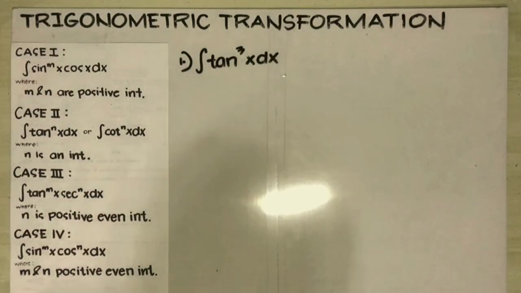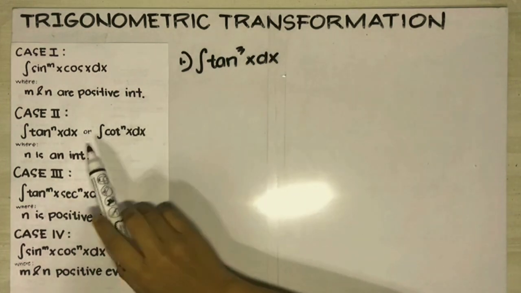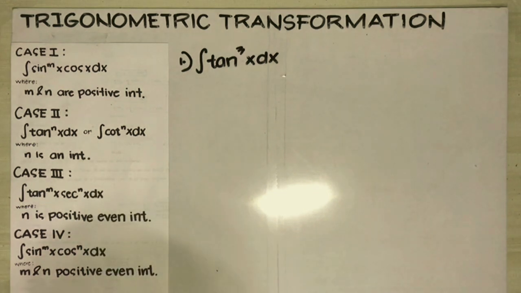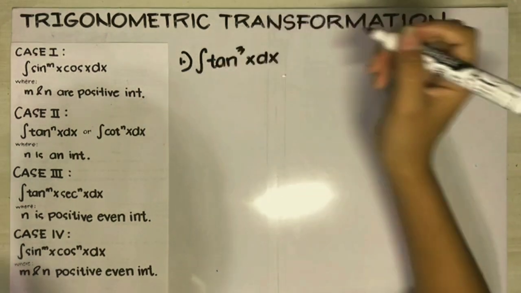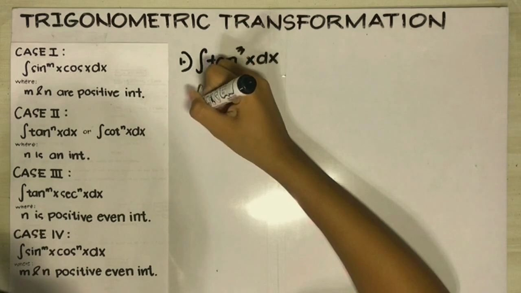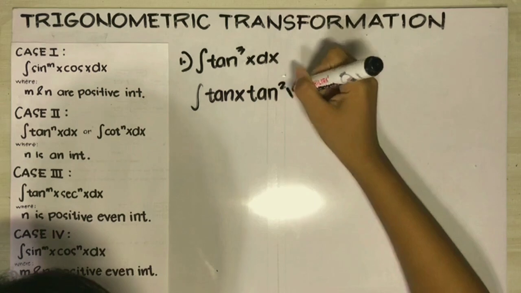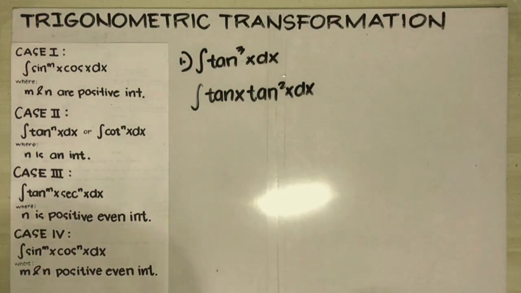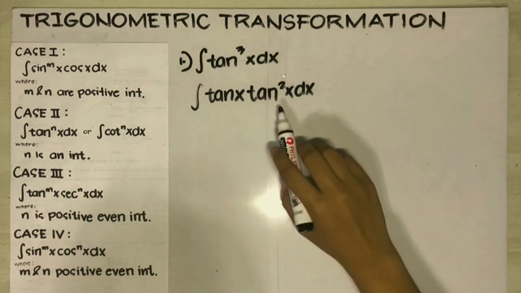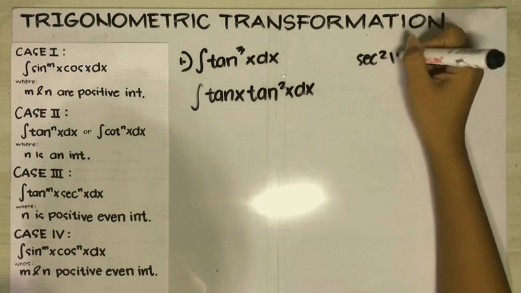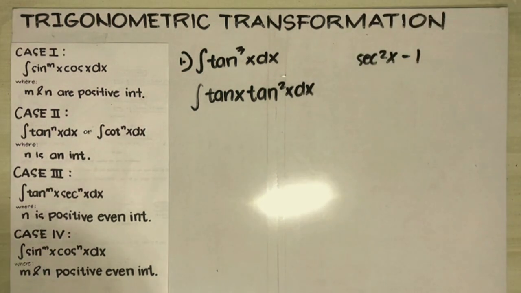For our first example, the integral of tan cube x dx. As we can observe, this is a case 3. Our n here, or the 3, is an integer. So we are going to use the trigonometric identities to simplify the first equation. So let's rewrite the equation. The integral of tan x times tan square x dx, so that we can simplify the tan square x. Tan square x is equal to secant square x minus 1, right?